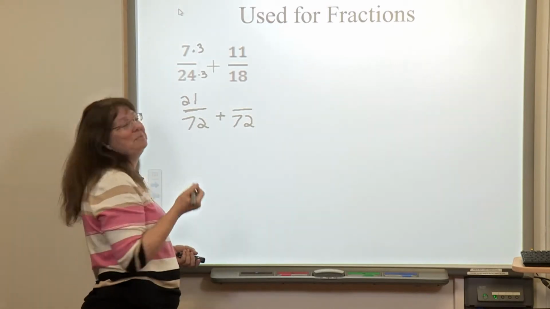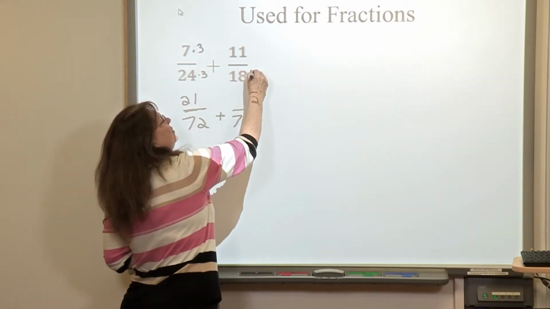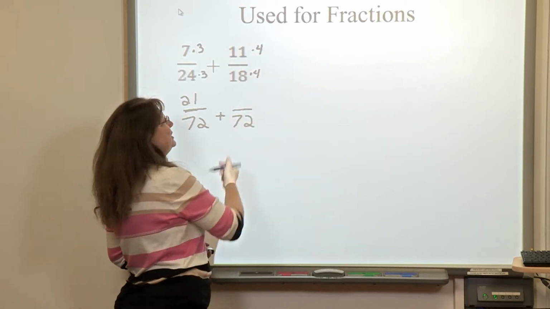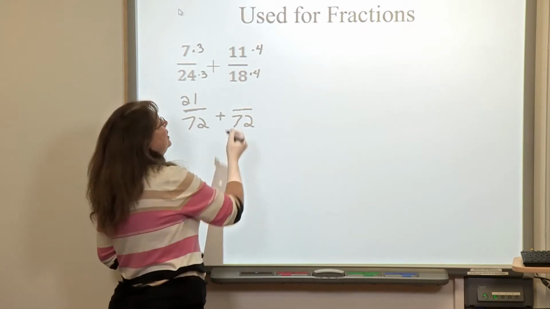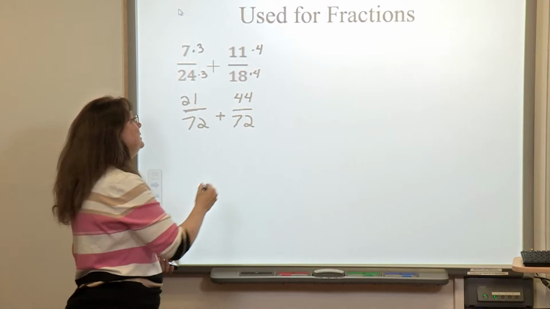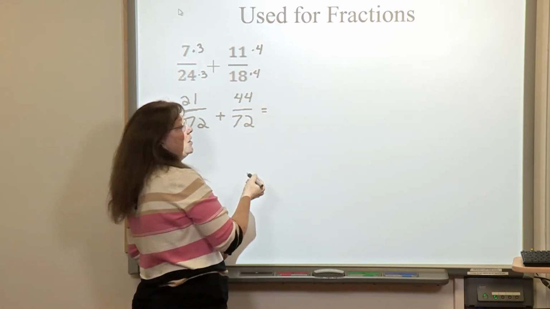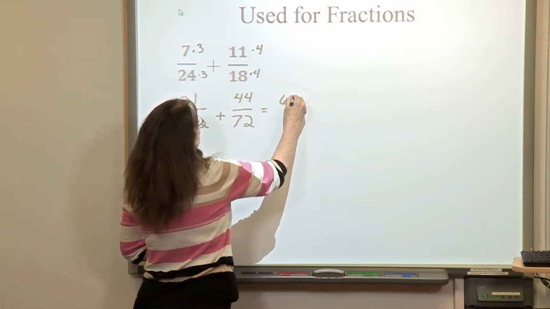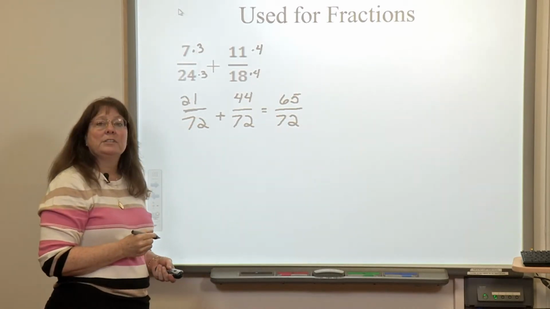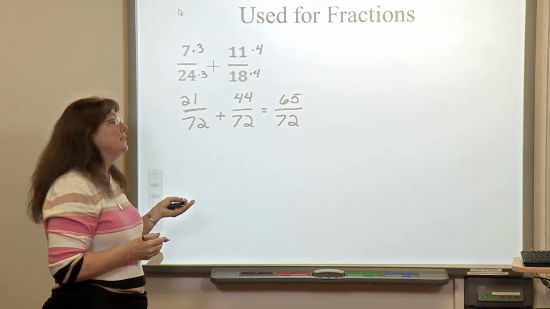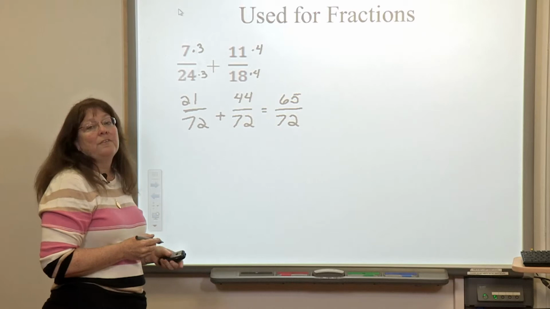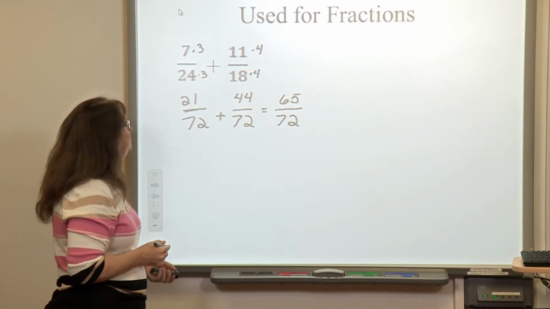I want to multiply 18 by 4. Again, whatever you do to the denominator, do to the numerator. 18 times 4 will give me 72, that least common multiple. And 11 times 4 will give me 44. You can go ahead and combine these. I have a common fraction, 65 over 72. And we've used that least common multiple from the product of primes in order to find the denominator for our fractions.